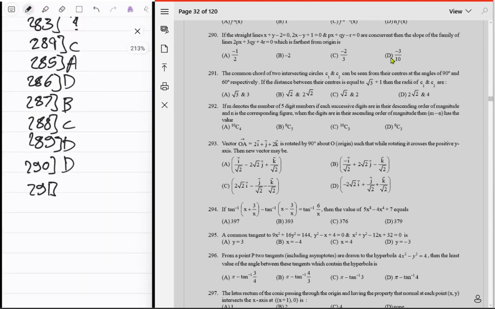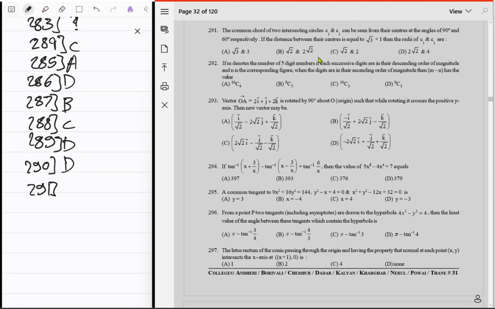So 291. Okay, the common chord of two intersecting circles C1, C2 can be seen from the centers at an angle of 90 degrees and 60 degrees respectively. So there are two intersecting circles and their common chord can be seen from the centers. Oh okay, so it's about the angle subtended. If the distance between the centers is equal to square root of 3 plus 1, then the radii are what? Okay, one subtends 90 degrees, so it's a quarter circle, and well yeah, okay fine.